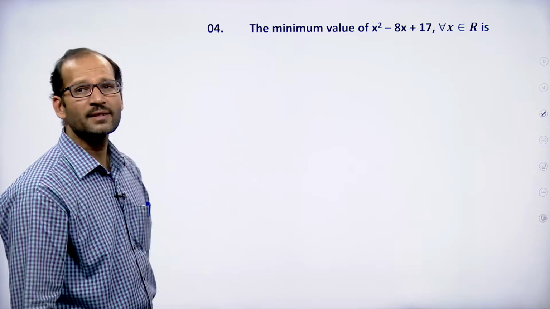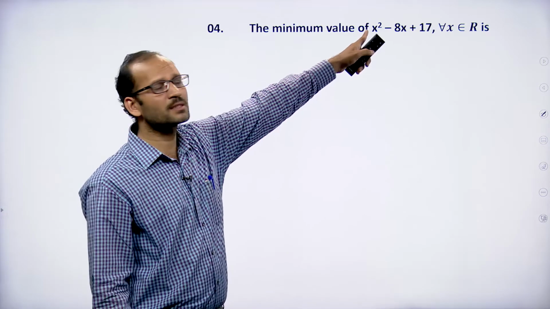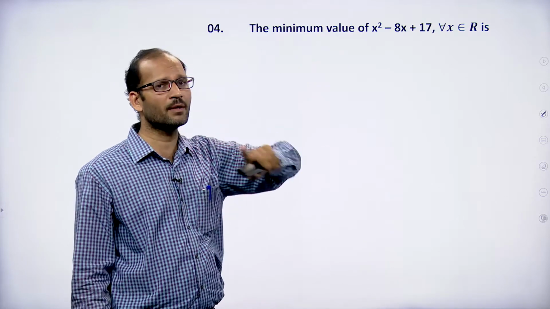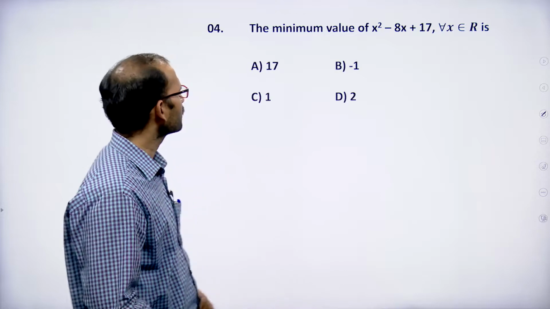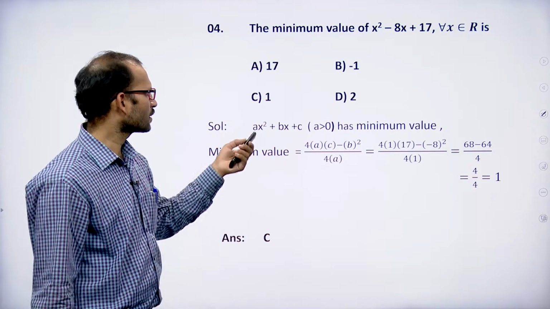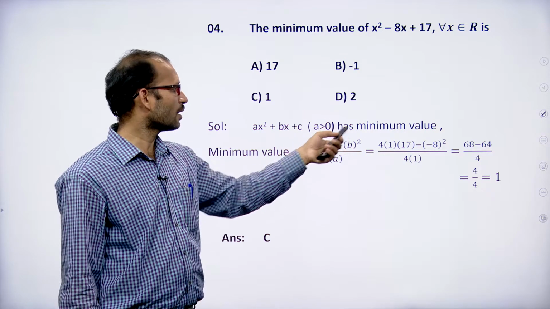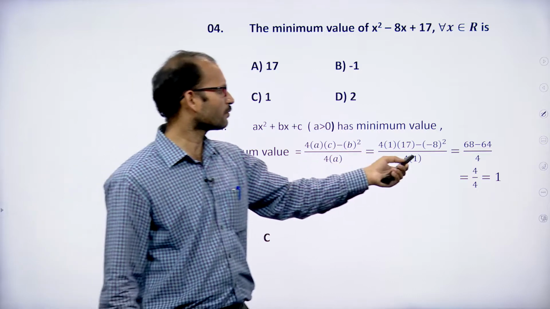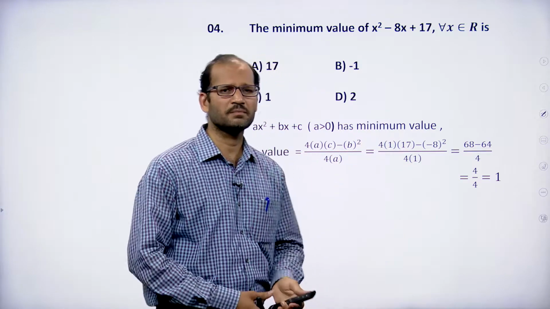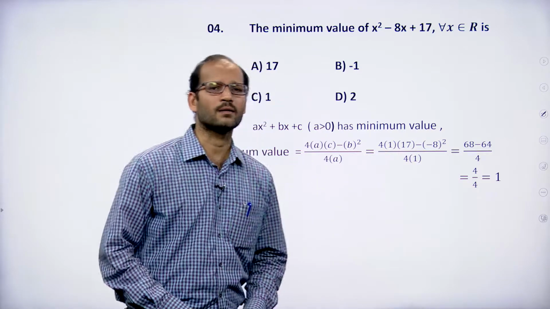The minimum value of x square minus 8x plus 17. The x square coefficient is positive, therefore it will have a minimum value. What is the minimum value? 4ac minus b square by 4a. So write: ax square plus bx plus c, since a is greater than 0, has a minimum value equal to 4ac minus b square by 4a. So therefore, substitute the values in this simple expression, and we get 1.